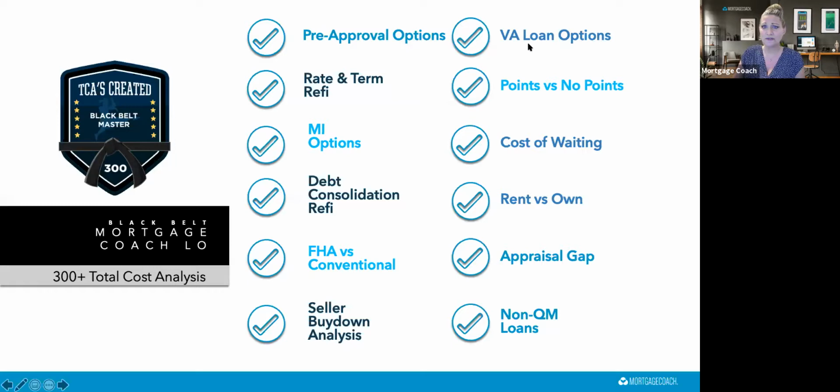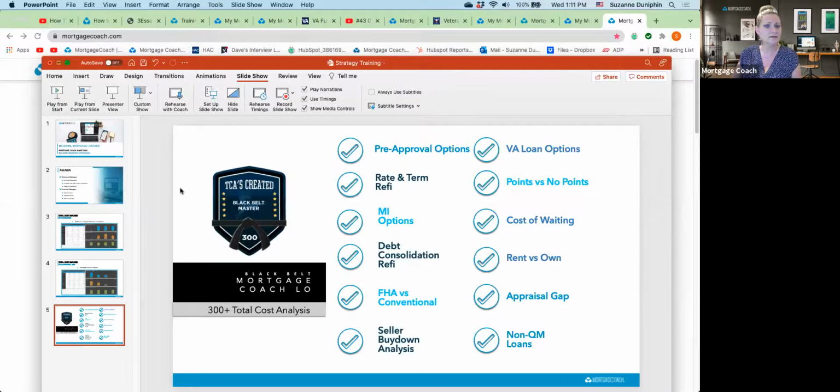VA loan options for sure. We're going to talk about that. In fact, we're going to start with that, you guys. You've got points versus no points comparison, cost of waiting comparison, your rent versus own, your appraisal gap, and some non-QM options. And that's just a few. You know, we've also got ways to show construction loans. So we're going to get out of this PowerPoint and we're going to get into some live demo action here.